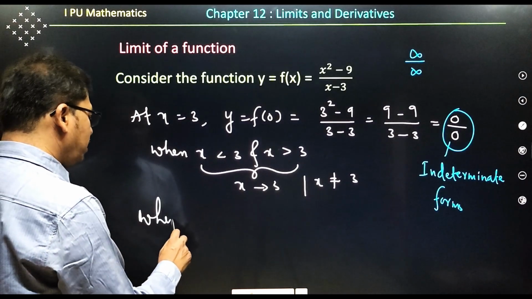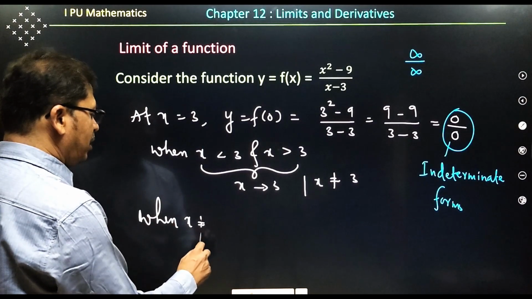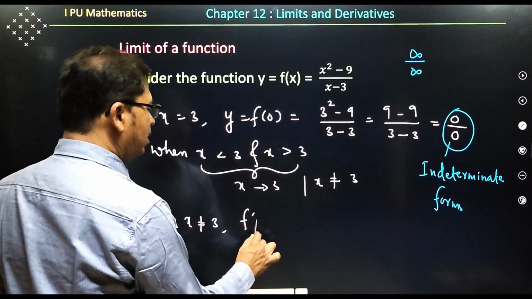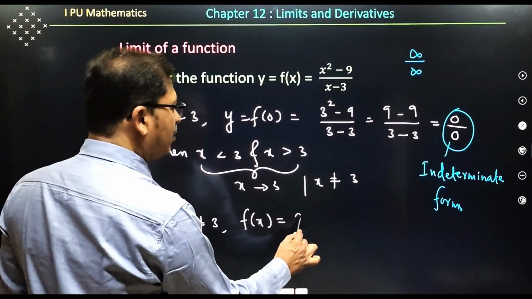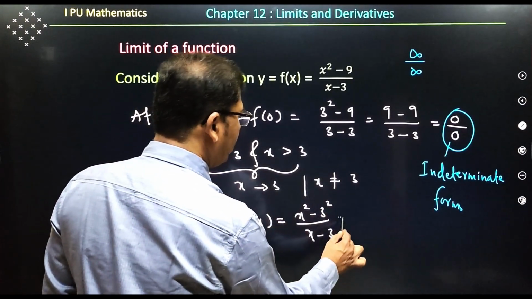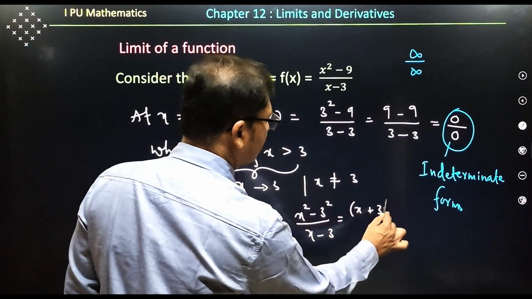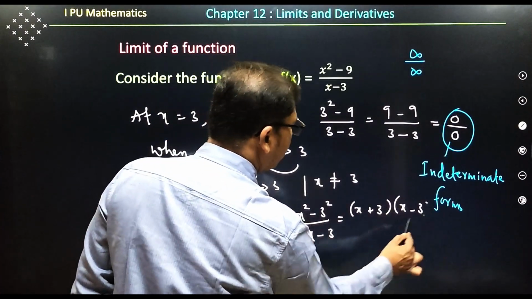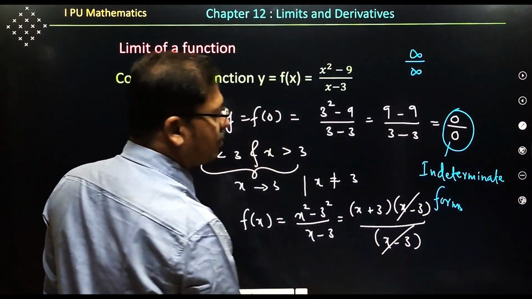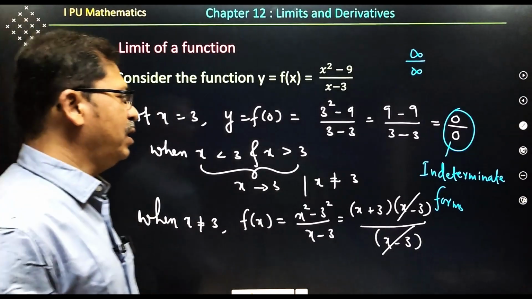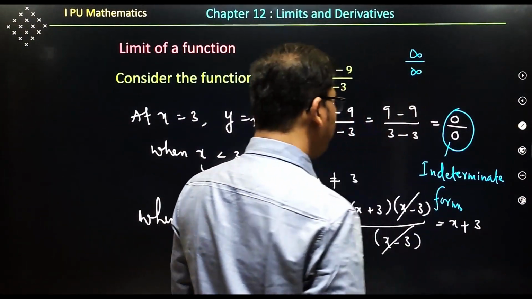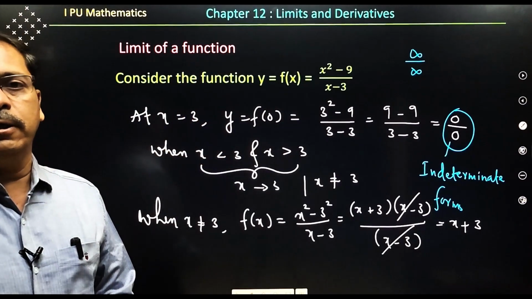we can visualize this situation in this manner here. When x is not equal to 3, this f of x, x square minus 9, can be written as x square minus 3 square divided by x minus 3. By factorization you will get x plus 3 into x minus 3. Very simple, no need of any more explanation here. x minus 3 and x minus 3 can be cancelled and x plus 3 remains. So when x is not equal to 3, the value of f of x becomes x plus 3.